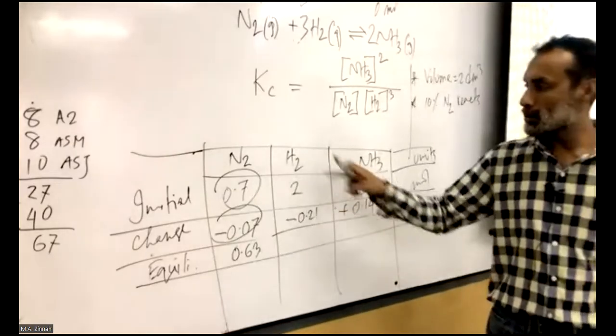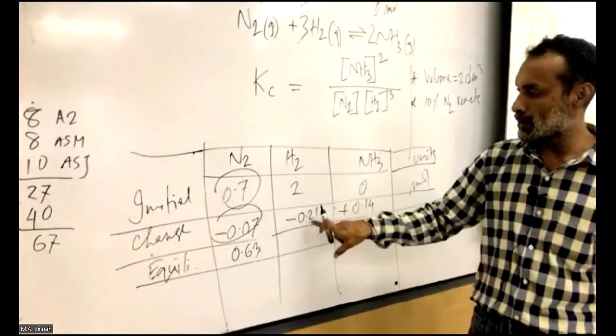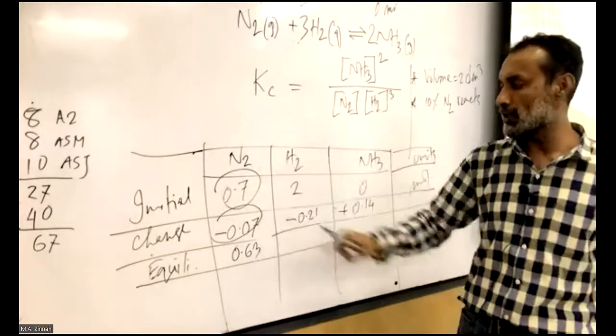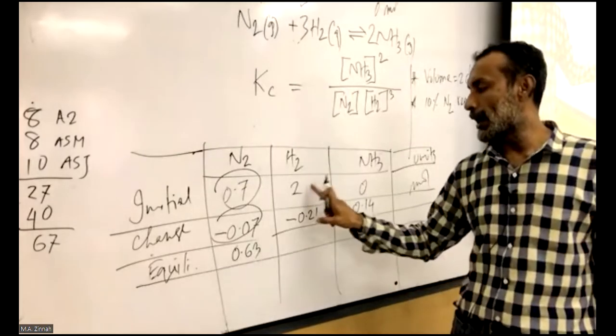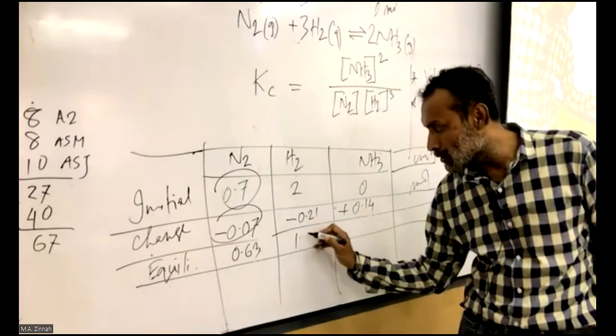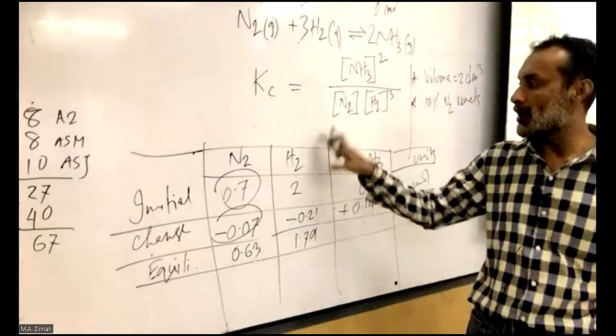And now about hydrogen. For hydrogen, this is already set. This was 3 times the first one. Remember, this was 3 times the first one. And you had this at the beginning. So what mole remains there? 1.79 mole. So this mole of hydrogen will remain there.